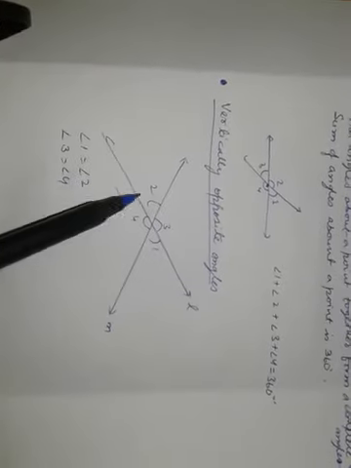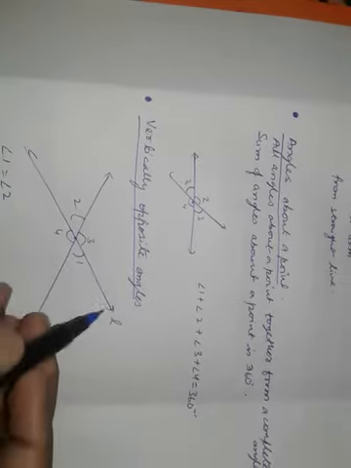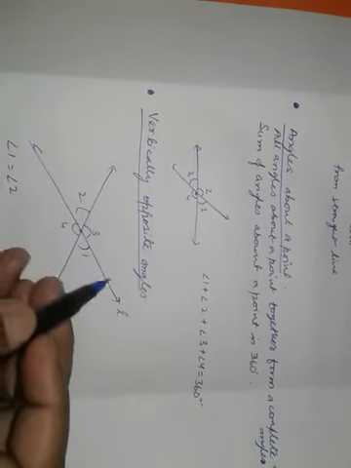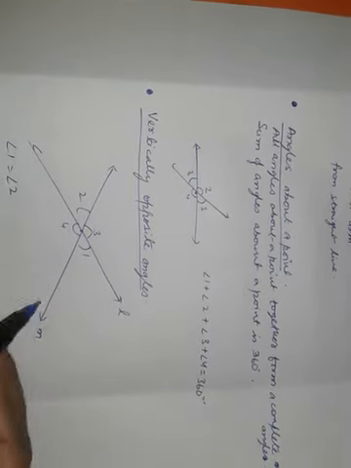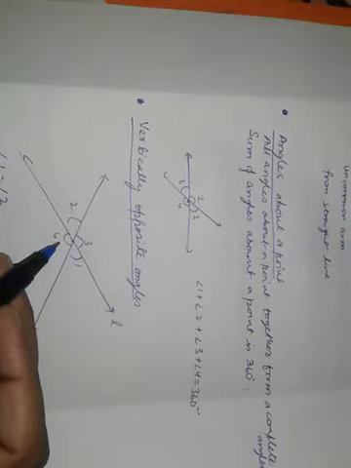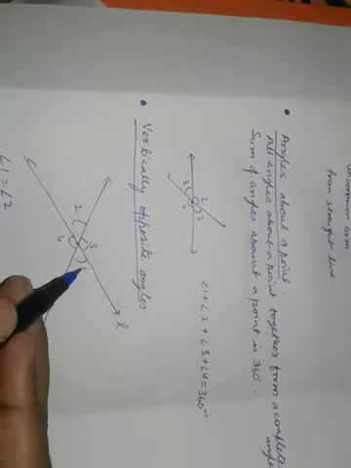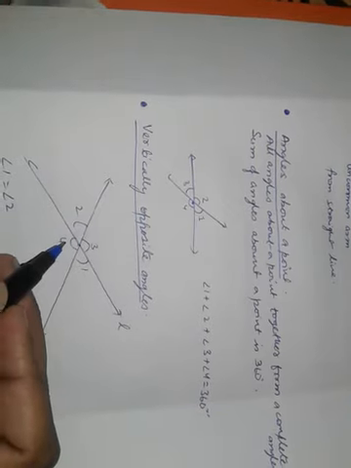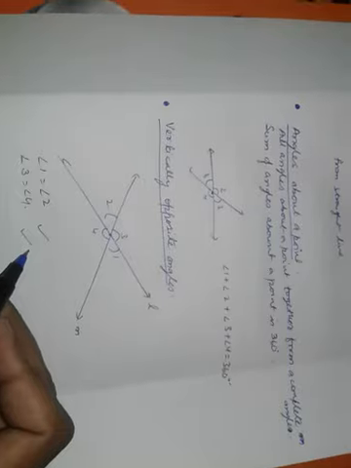Now, the next topic is vertically opposite angles. Suppose we are taking angle 3. Which angle lies vertically opposite? Angle 4, because it lies vertically opposite to 3. Like this, the vertically opposite angle of 1 is 2. So here 1 and 2 are equal and 3 and 4 are equal. These are the properties of vertically opposite angles.